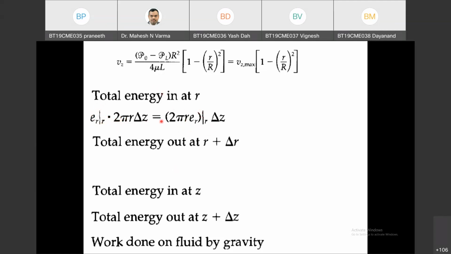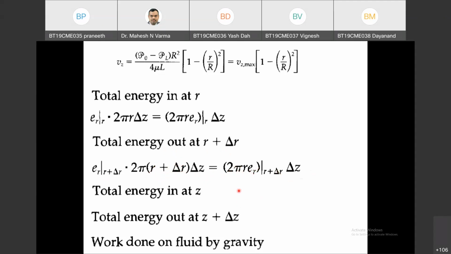This is the energy coming into my differential shell in R direction. This is the total energy going out from my differential shell in R direction at R plus delta R. Delta R is very small as compared to R, so approximately I can neglect it, and this will be twice pi R ER at R plus delta R.